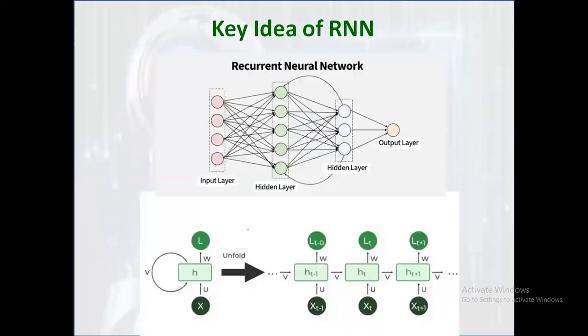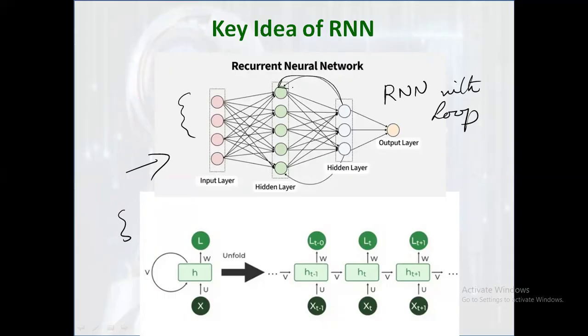Next, the key idea of RNNs. Here we have given two diagrams. The first figure shows the RNN with a loop. We can call it a loop because the hidden layer outputs are fed back into the layer. This diagram shows the RNN cell with a looped arrow. The loop indicates that the output of the hidden layer is fed back to itself.